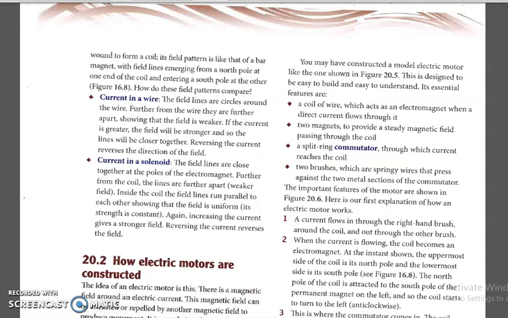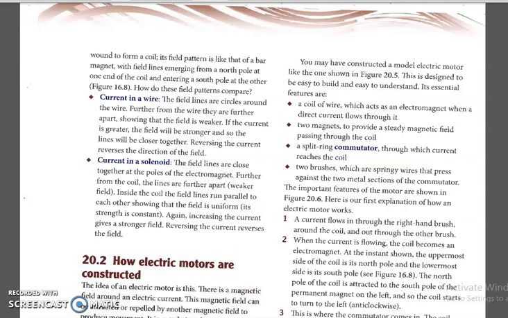In the case of a solenoid, the field lines are close together. Solenoid means we are winding a coil, and more magnetic field lines will be concentrated than in a wire. So the field lines are close together at the poles of the electromagnet. Further from the coil, the lines are apart like a bar magnet. Inside, the field lines run parallel to each other, showing that the field is uniform. Again, increasing the current gives a stronger field. Reversing the current reverses the field.